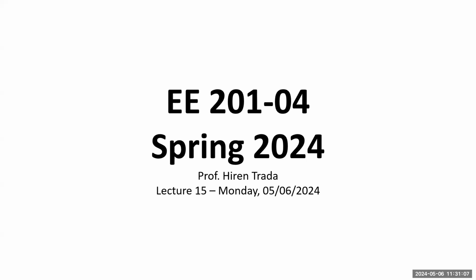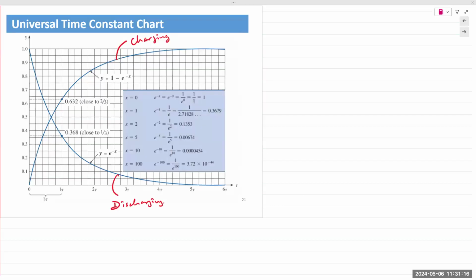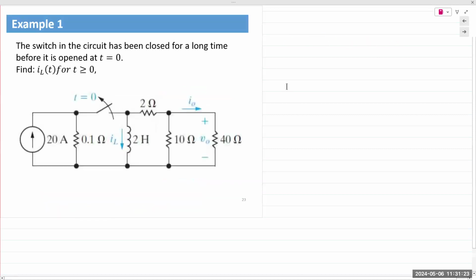Okay, so let's go to the class notebook. Example 1 is an inductor. The problem statement states that the switch in the circuit has been closed for a long time before it is opened at time t equals 0. So if you look, the switch is right here.